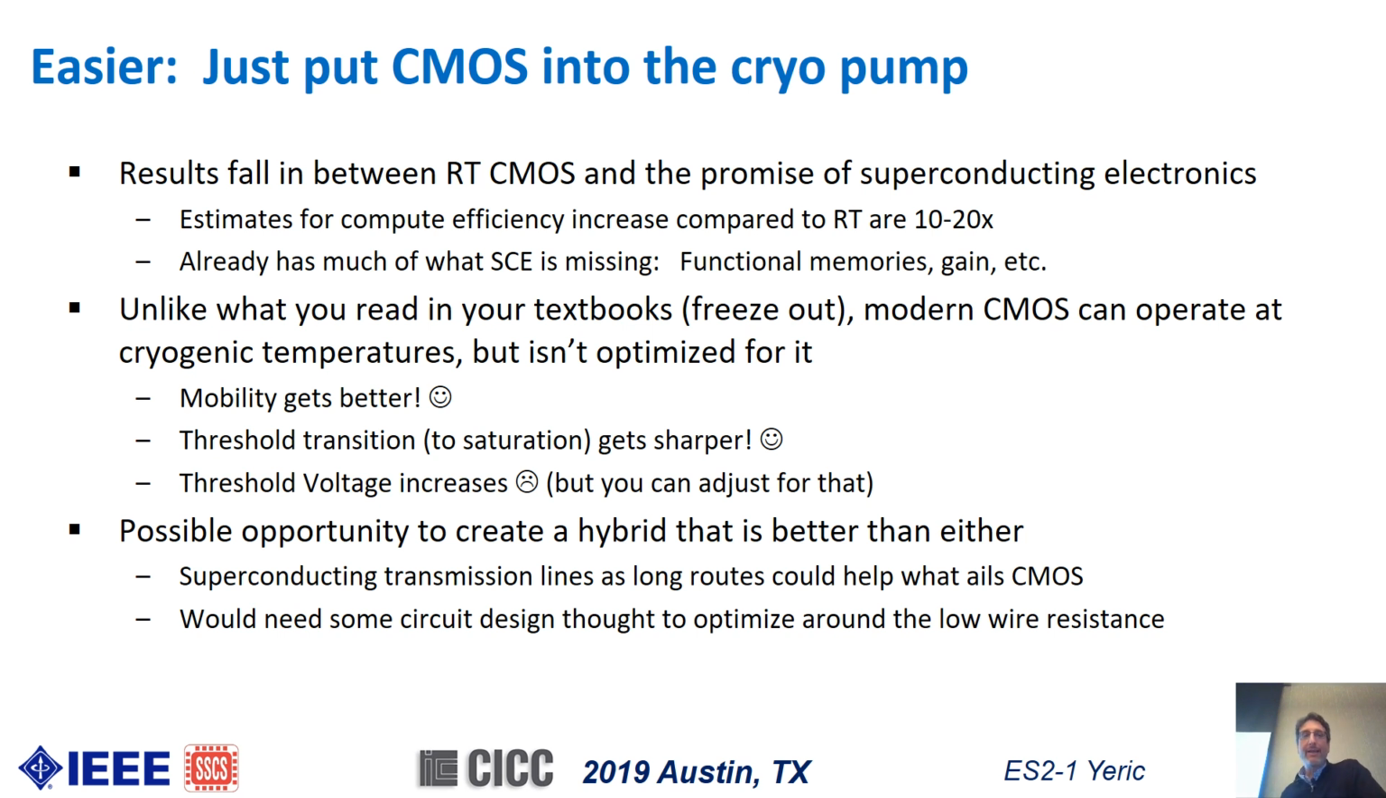But an interesting side is you could just take CMOS and make CMOS cryogenic. So we've all read in our textbooks about freeze out and what have you, but modern CMOS you can make work in cryogenic temperatures, and you can get somewhere between room temperature CMOS and superconducting cryo. So instead of 1000x or 100x, you might get 5-10x. But that's a big active area.